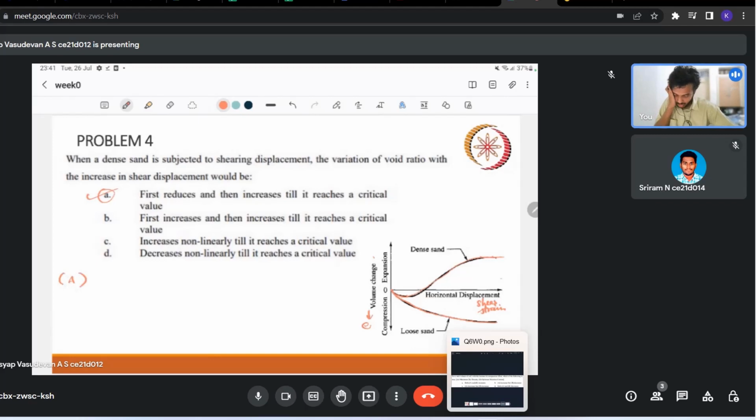So this phenomenon is because there is a limit to which we can compress. So beyond that, if you can imagine a hacksaw which is bound together, and you are pushing one of the hacksaw against another, after some time, to allow displacement, it has to move a little up. This is called dilatancy. So in this case our answer is A.